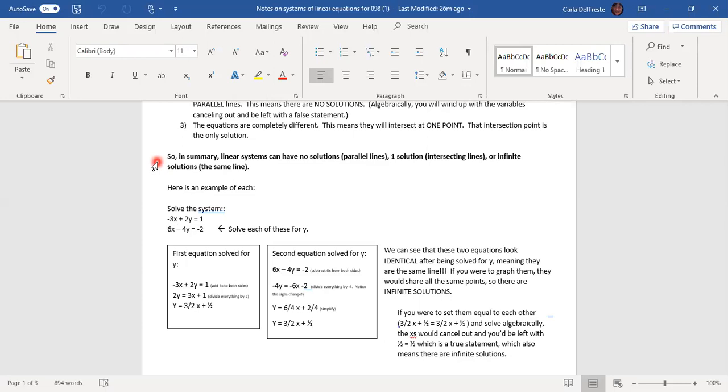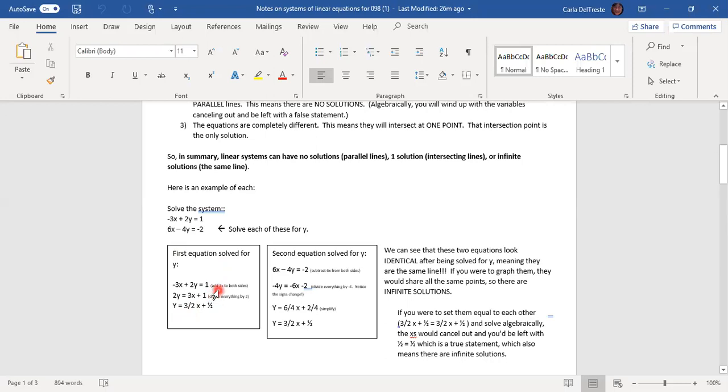And when you're talking about two straight lines, these are the only 3 orientations that could potentially happen. So now let's look at the examples. Here's a system, negative 3x plus 2y equals 1, and 6x minus 4y equals negative 2. First thing we have to do is get them solved for y. Get y by itself.